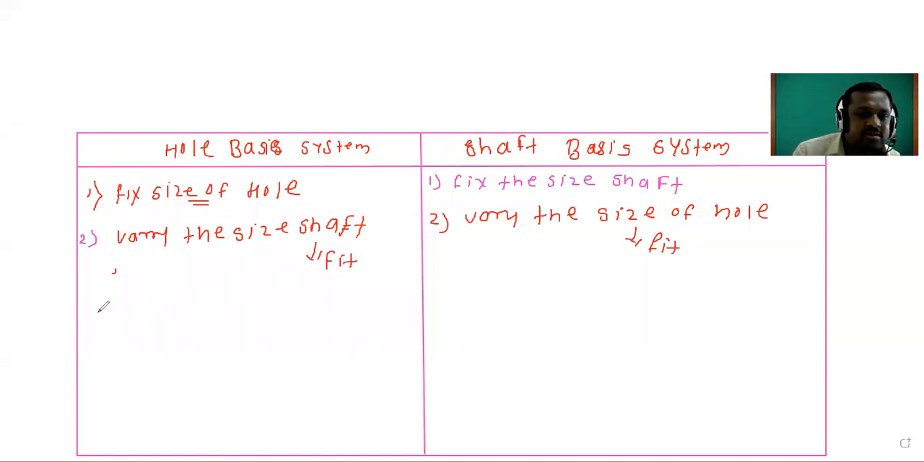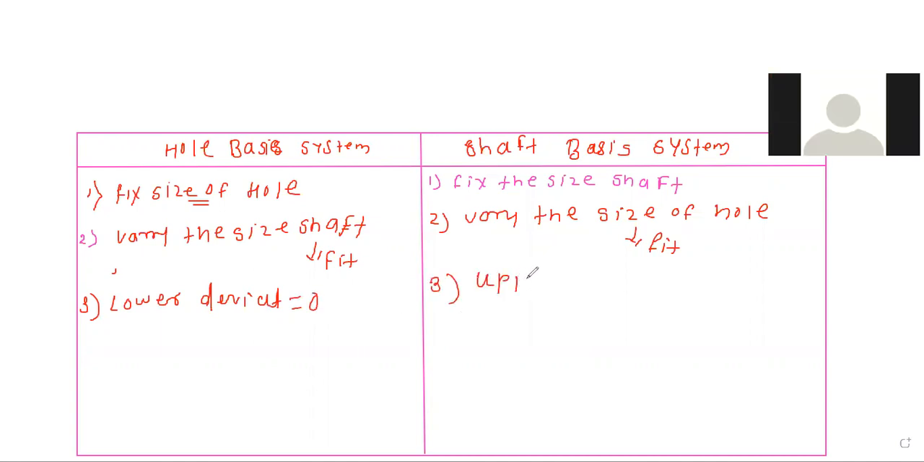Then the important point is here. In the hole basis system, the lower deviation should be 0. The lower deviation is equal to 0. Here, in the shaft basis system, the upper deviation should be 0. Upper deviation should be 0.